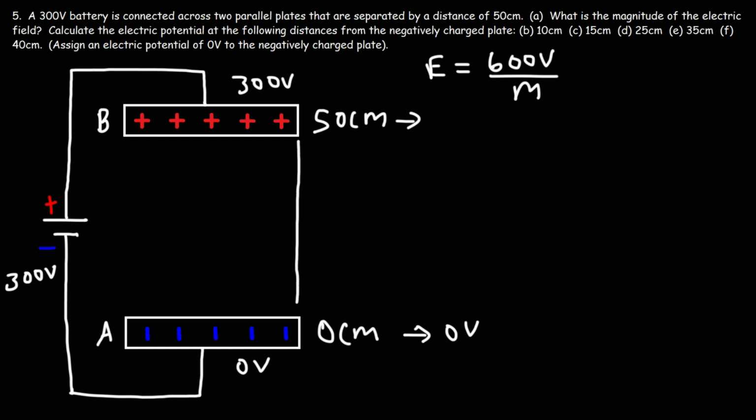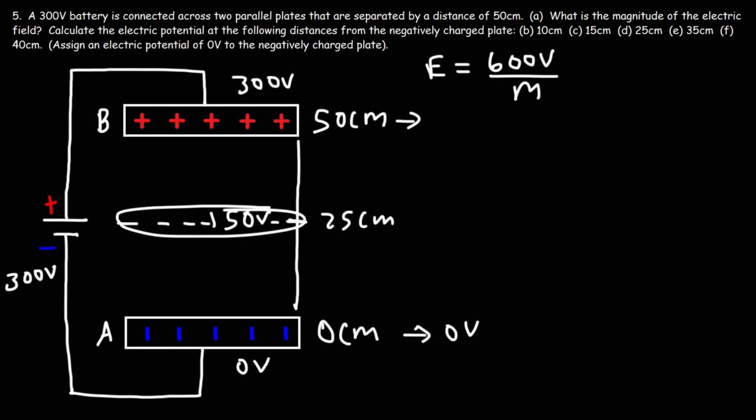What is the potential at, let's say, 25 centimeters? At 25 centimeters, it's simply going to be half of 300. You can see that conceptually. So it's going to be 150 volts. That means anywhere along this horizontal line, the potential is 150 volts between those two plates.